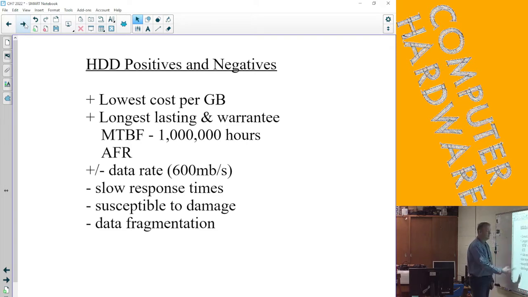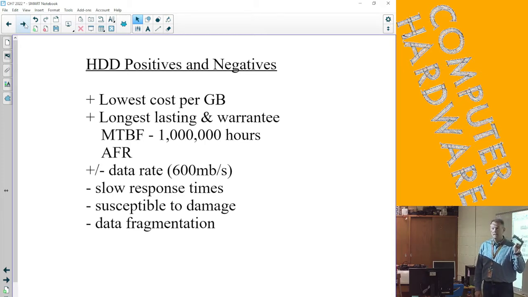Plus and minus, really a minus, the data transfer rate. So here's the thing. This cable is the same as this cable. Both these use the exact same cable. The cable is rated at 600 megabits per second. It's how fast it can transfer data. And this one realistically gets pretty darn close. This one can't even find the data that fast.